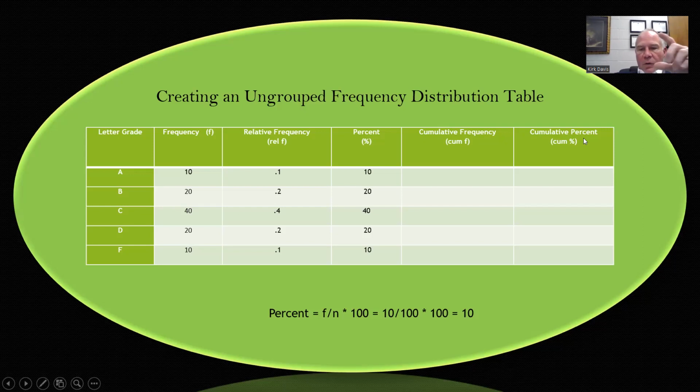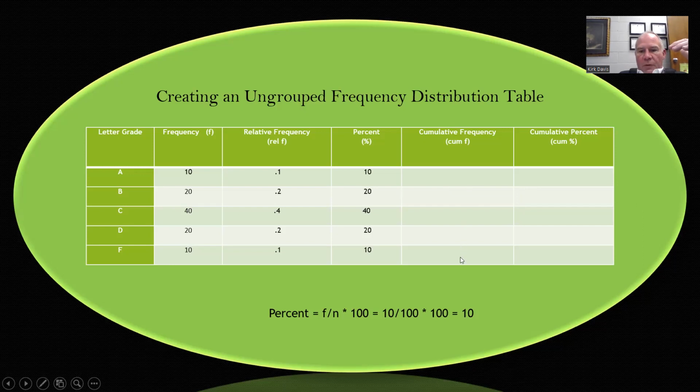Cumulative frequency and cumulative percent, these two will not always be present. In fact, sometimes it makes no sense to have them. In this case, it makes sense to put them, and the reason for that is we have ordinal data. We can put our data in a meaningful order. But if we had nominal data, there would be no meaningful order, and there would be no meaningful cumulative frequency or cumulative percent. So if you have nominal data, these two categories make no sense whatsoever. But we have at least ordinal data, so we can work our way up.